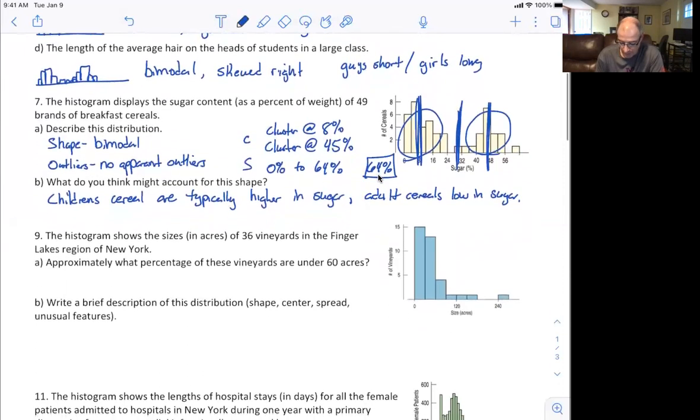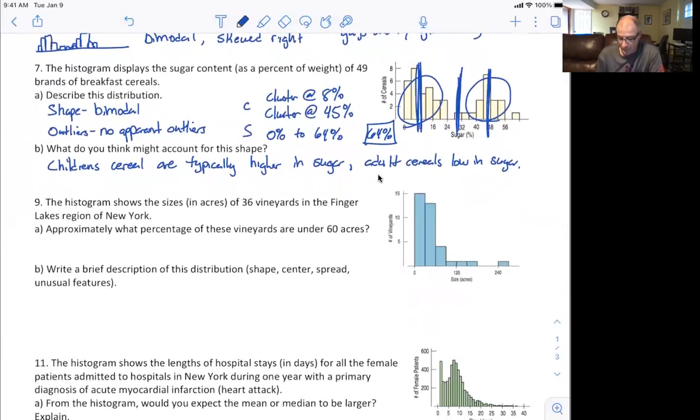Never mind. All right, 9. The histogram shows us that, and again, if I move too fast, you can just hit the pause button on me. The histogram shows the sizes in acres of 36 vineyards in the Finger Lakes region of New York. Approximately what percent of these vineyards are under 60 acres? Again, we have to look at our scaling. It looks like we come out to 120, and we started at 0, and there's 4 divisions, so I think it should go by 30s. So there's 30, here's 60, and here's 90, and that'll be 120. So that works out.